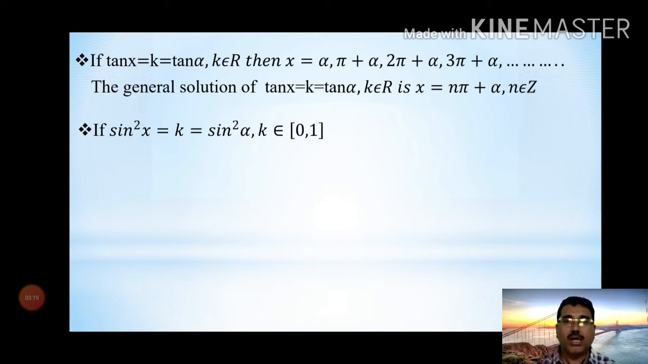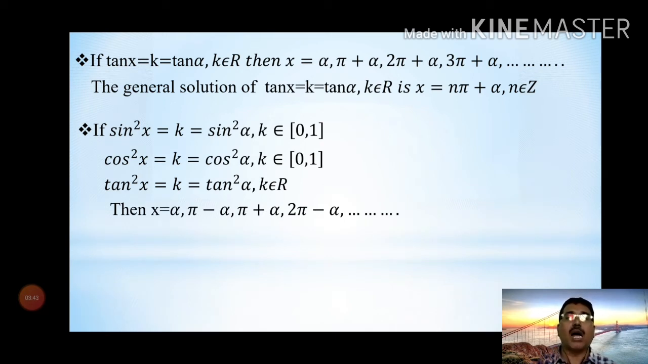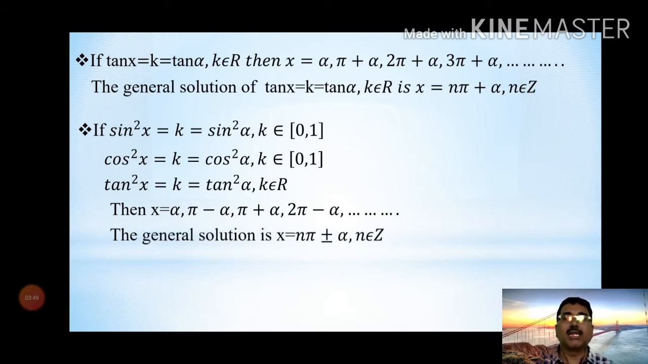If sin square x is equal to some k, that is equal to some sin square alpha. Similarly in cos and tan, the values of x are alpha, pi minus alpha, pi plus alpha, 2 pi minus alpha, and so on. Therefore, the general solution is x equal to n pi plus or minus alpha, where n belongs to Z.